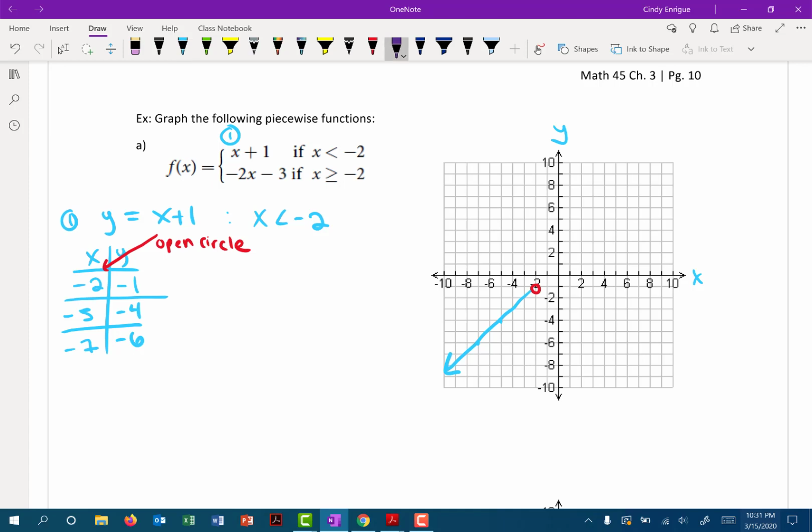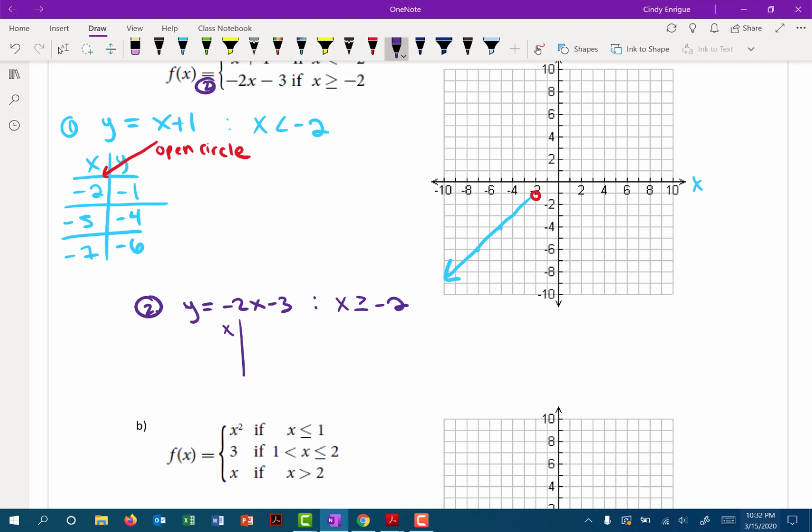Now I'm going to draw my second equation. So that's going to be the bottom one. For the bottom one, I know that I have y is equal to negative 2x minus 3. And my criteria is that x is greater than or equal to negative 2. So if that's the case, I'm going to be making some points for x and y. I know negative 2 is going to go in there. And I know, because there is a line underneath it, it's going to be a closed circle, since it's or equal to. x is greater than or equal to negative 2.